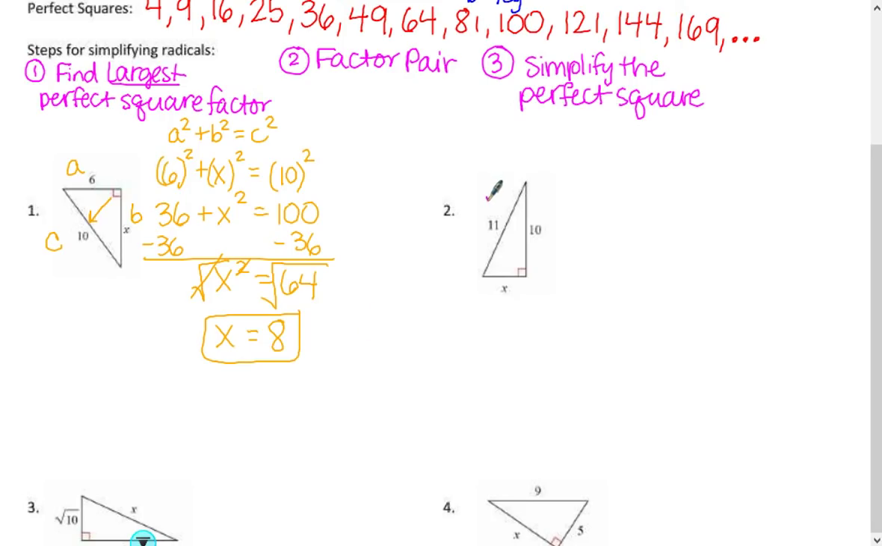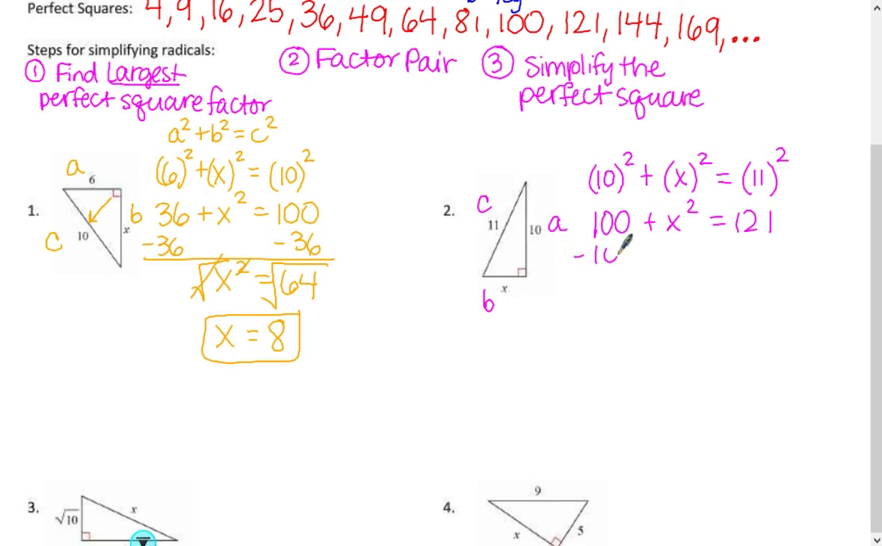Alright, so again, starting with my C, I'll label this guy A and this guy B. It really doesn't matter who you call A and B, but it does matter who you decide to call C. So this time I'm going to have 10 squared plus x squared equals C squared. So that's going to be 100 plus x squared equals 121.